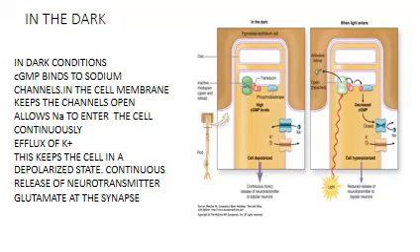Now what happens in the dark conditions? Cyclic GMP will bind to sodium channels in the cell membrane. So there, in the cell membrane, these channels are then kept open and sodium is allowed to enter continuously, and then for sodium entering there is an efflux of potassium going out, and this keeps the cell in a depolarized state. There is a continuous release of neurotransmitter glutamate at the synapse, and this is communicated to the bipolar neurons.